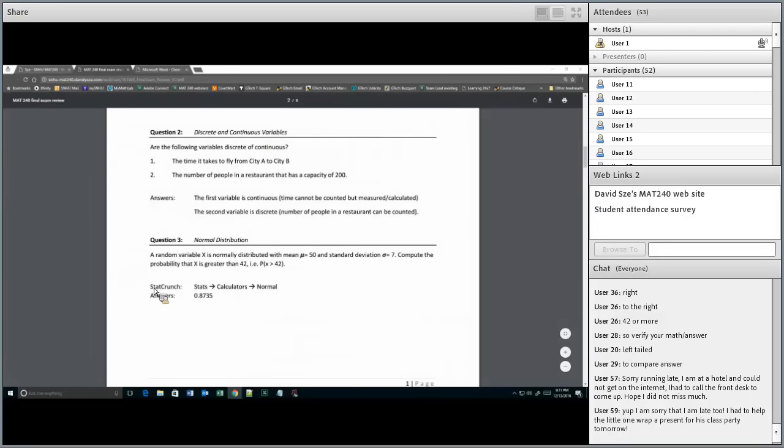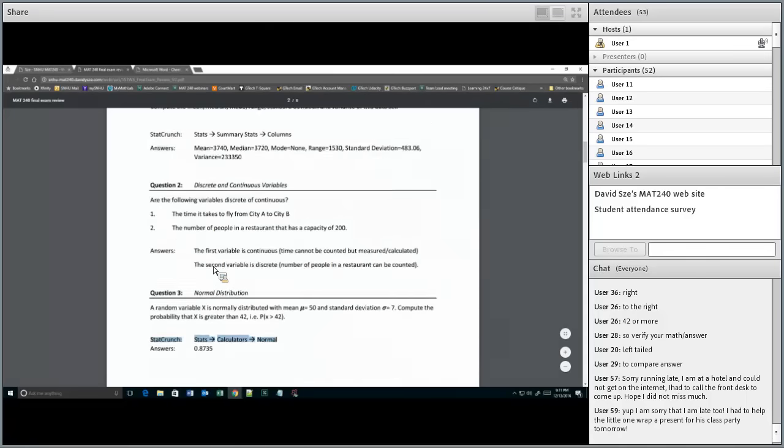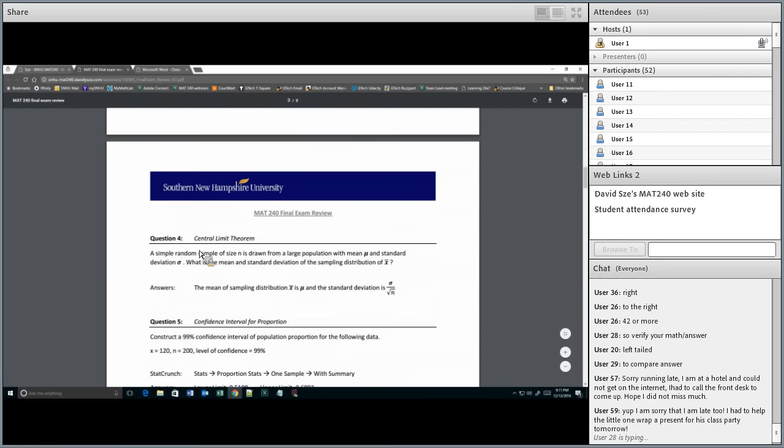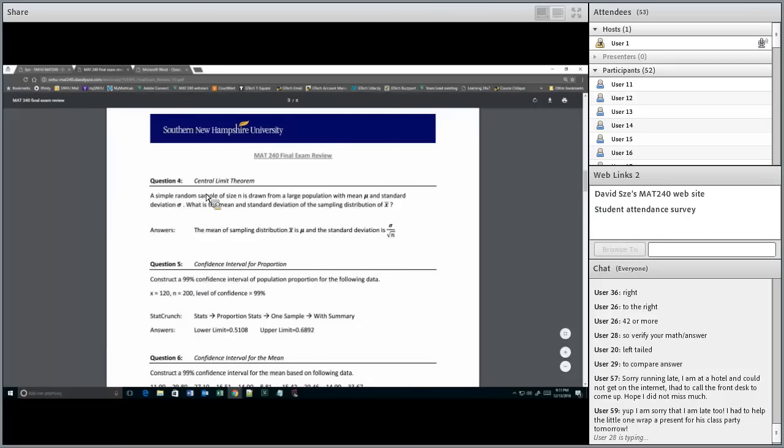I think you'll find that my directions here will help you out significantly in solving these problems. So please make sure to follow those. Okay, so here's the problem, central limit theorem.